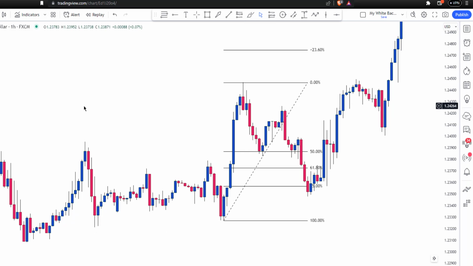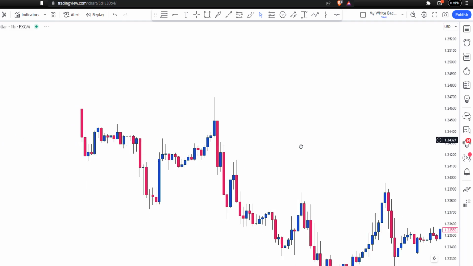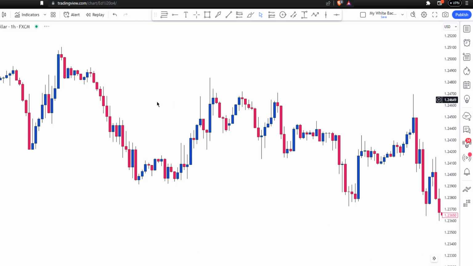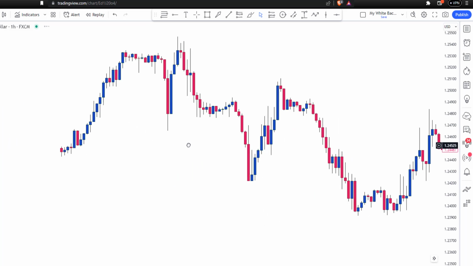Now, one thing about ICT, guys, is that there are so many things about ICT that you cannot exhaust. Find the ones that are working for you and then repeat them over and over again. That is the secret of success in trading, guys.